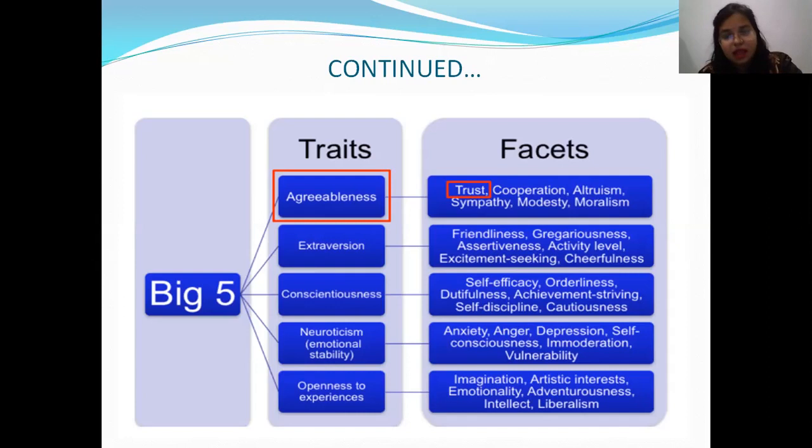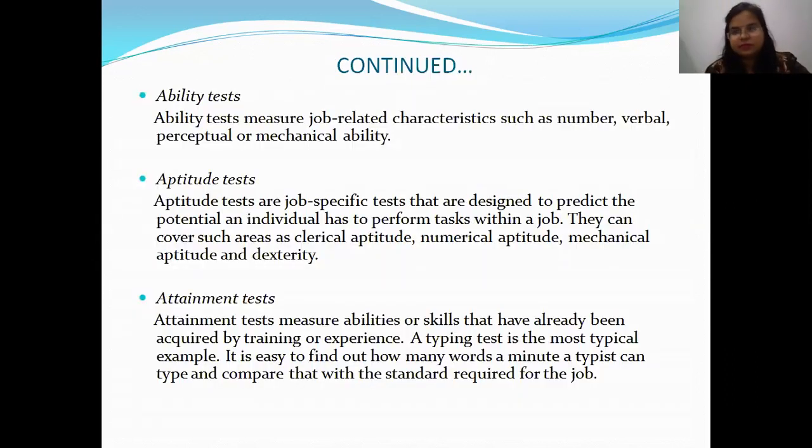The last one is openness to experience: how creative the person is, how versatile, how ready to accept challenges, how much artistic interest, emotionality, and adventurousness he has. So with all these five personality traits, we judge the overall personality of the candidate.